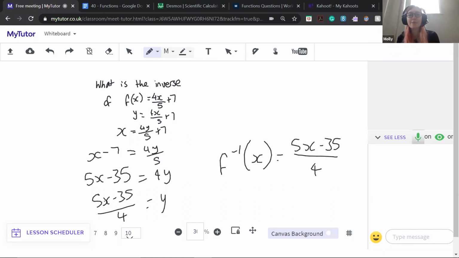Someone said, will we do any exam questions? I did have a question sheet open, but these ones were quite easy. They're quite easy to come up with.